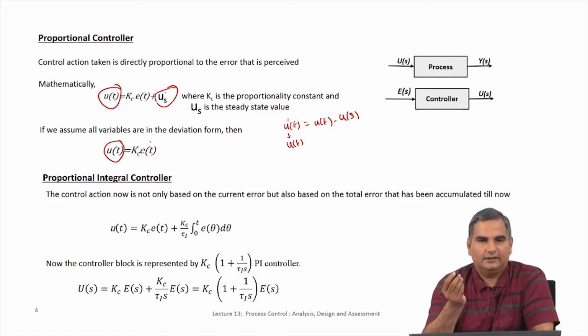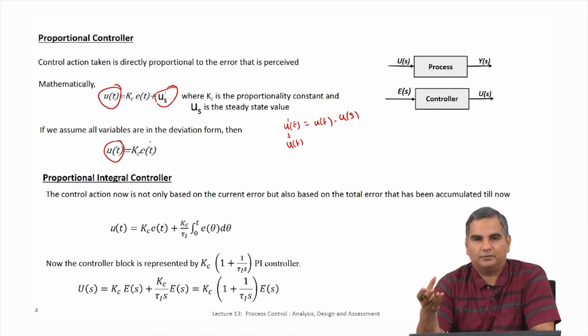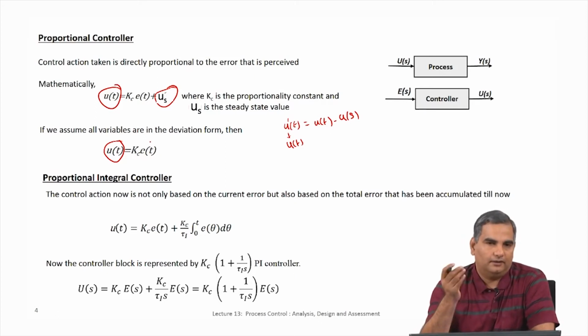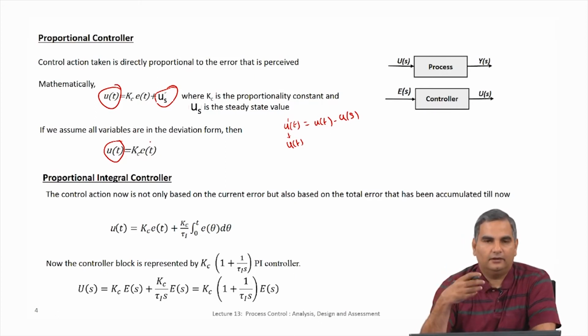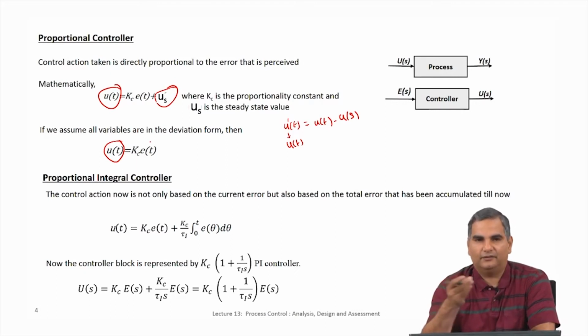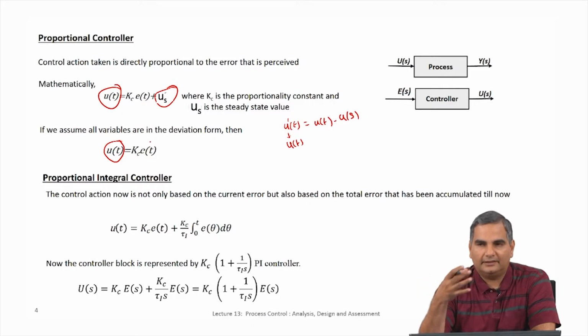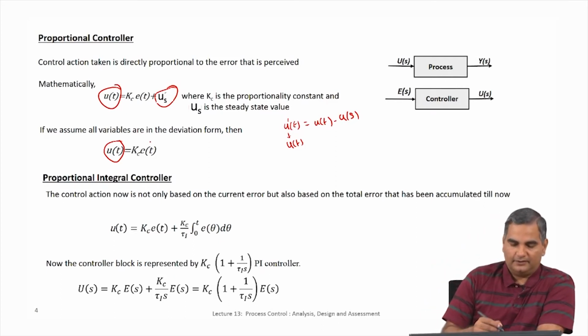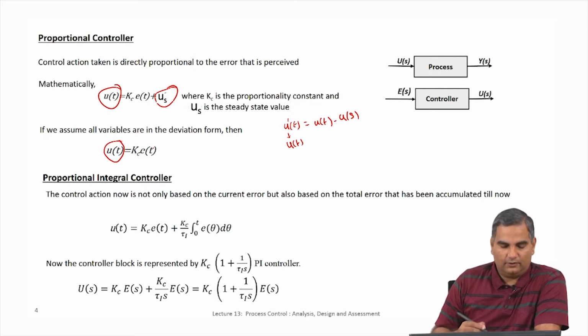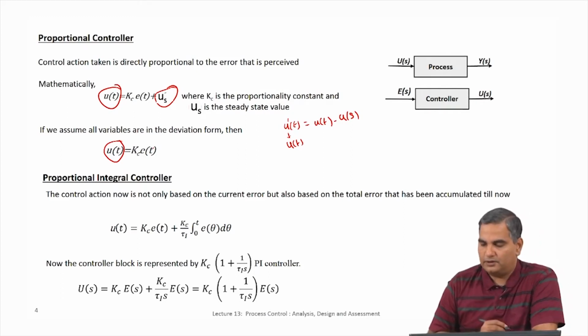What it says is, if I see a mismatch, I will take an action proportional to the mismatch. So, if I want to do something and I see the result is slightly different from the desired value, so the error is small, the next time I will take a small effort to correct this error. Now, if the error is very large, I will take a large effort. That idea mathematically is very simply written as u of t is Kc times e of t. This is what is called a proportional controller.